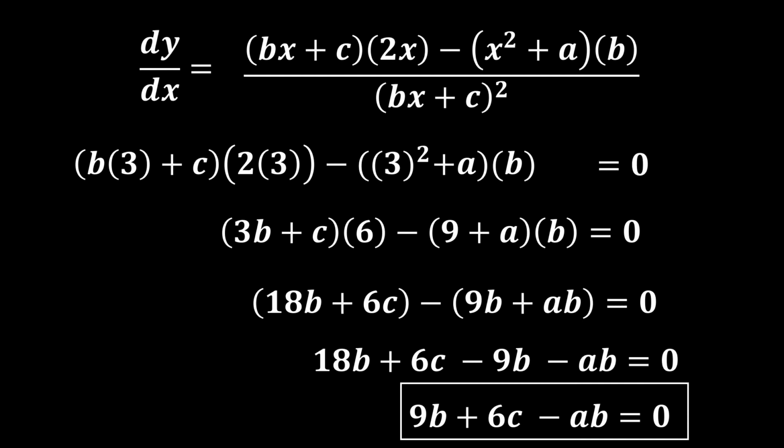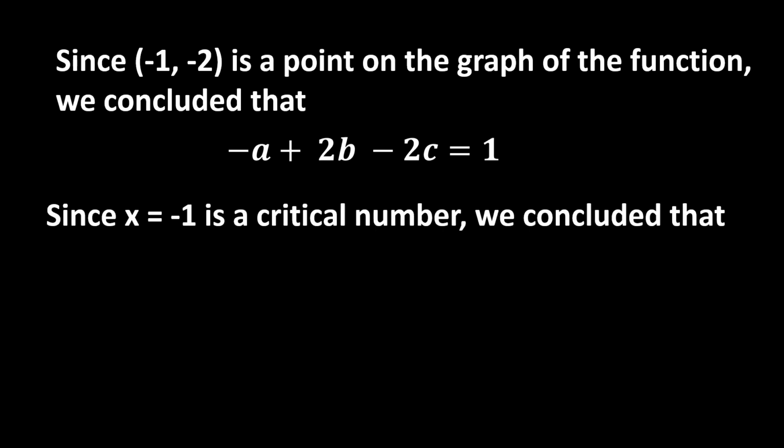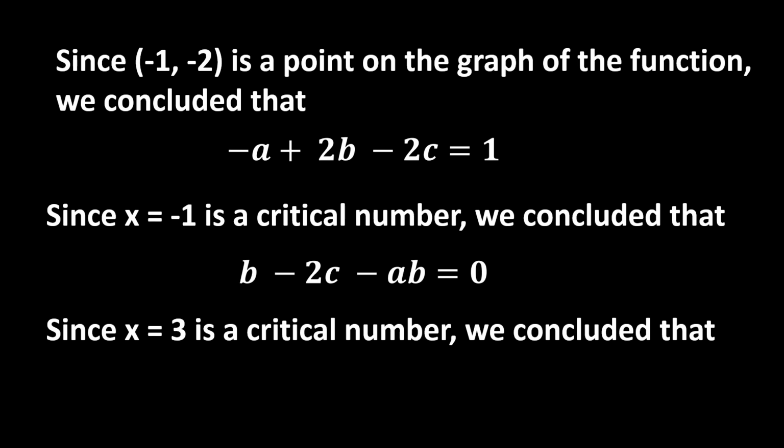So we have now three equations. Here are our three equations. The first equation is coming from the fact that since negative 1 and negative 2 is a point on the graph of the function, we conclude that negative a plus 2b minus 2c is equal to 1. This is our first equation. Now also, since x equal to negative 1 is a critical number, we concluded that b minus 2c minus ab is equal to 0. And finally, since we know that positive 3 is also a critical number, we concluded that 9b plus 6c minus ab is also equal to 0. So we have three equations.